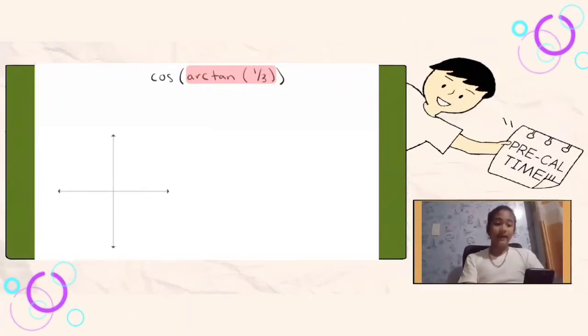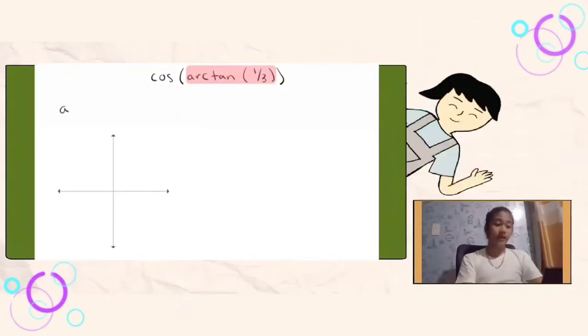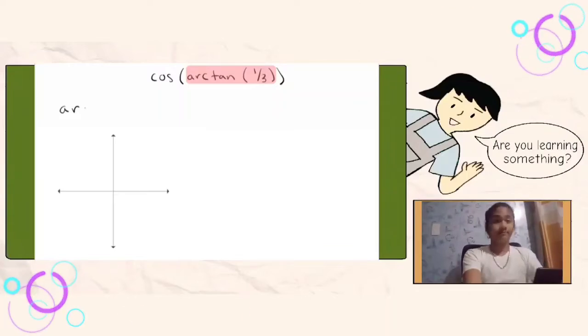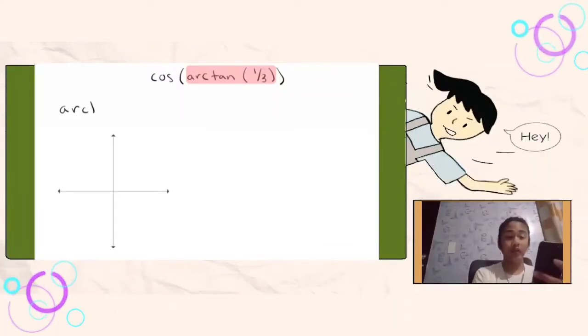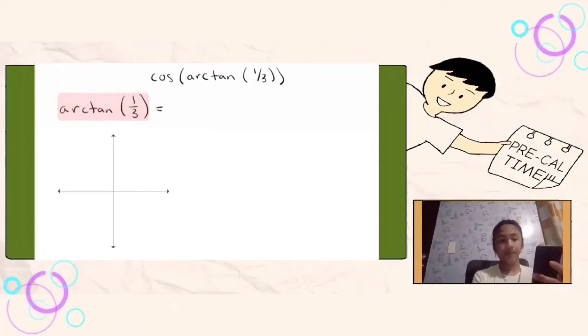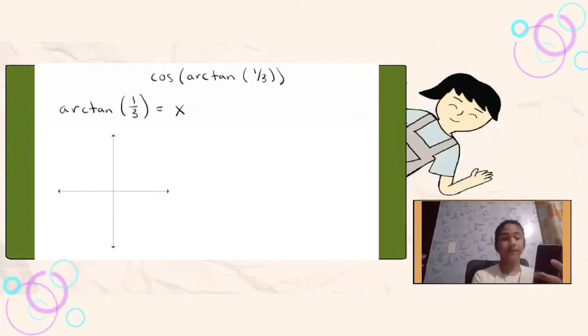The inside is already arc, so what I'm going to do is start dealing with that inside arc part. So let's go ahead and do that. I'm going to take this part right here, arctangent 1/3. I'm going to do this one on its own first. This is going to be my step 1.